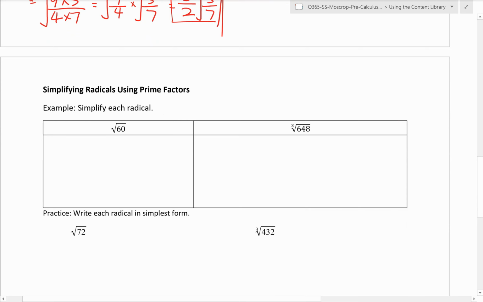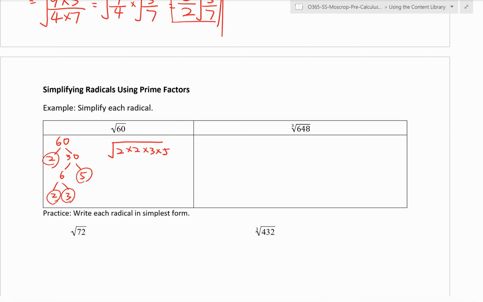So we're going to do a factor tree for 60. 60 is equal to, let's just go, 2 times 30. And then 30 is 6 times 5. 6 is equal to 2 times 3. So 60 is the same as 2 times 2 times 3 times 5. At the end of the branches, those are the factors of 60. So the square root of 60 is equal to the square root of 2 times 2 times 3 times 5.